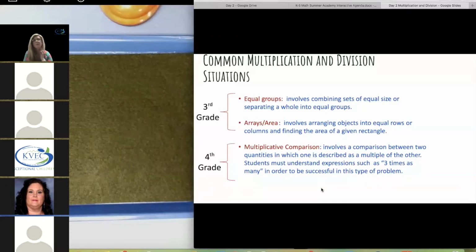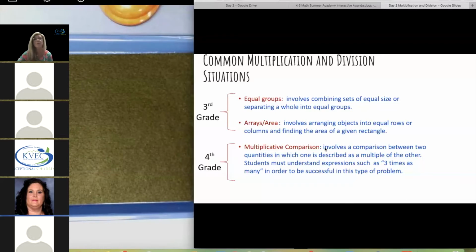When they move on to fourth grade, that's when they get into that comparison piece, which involves comparison between two quantities, in which one is described as a multiple of the other. So students must understand expressions such as 3 times as many. And that can get really hard for the kids. In order to be successful with that type of problem, they have to be able to understand what that means. That means 3 times of something, 3 groups of something.